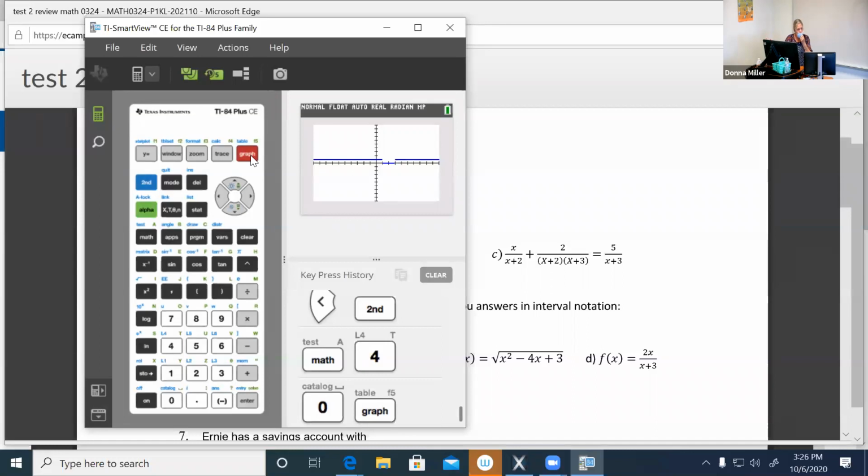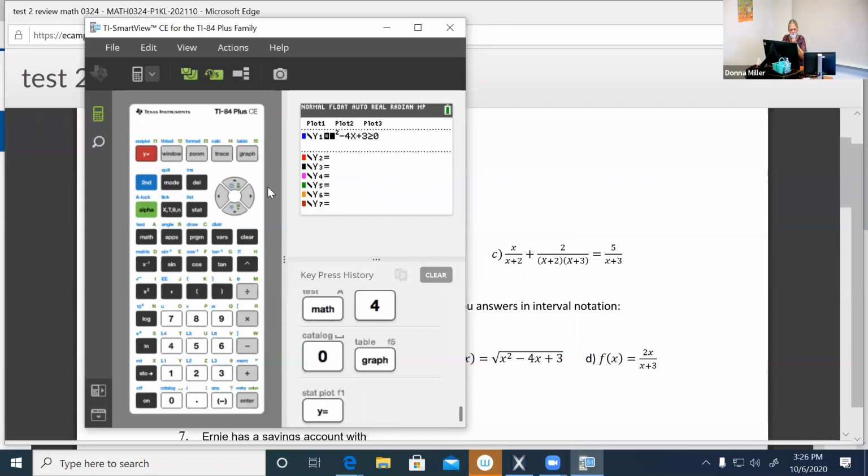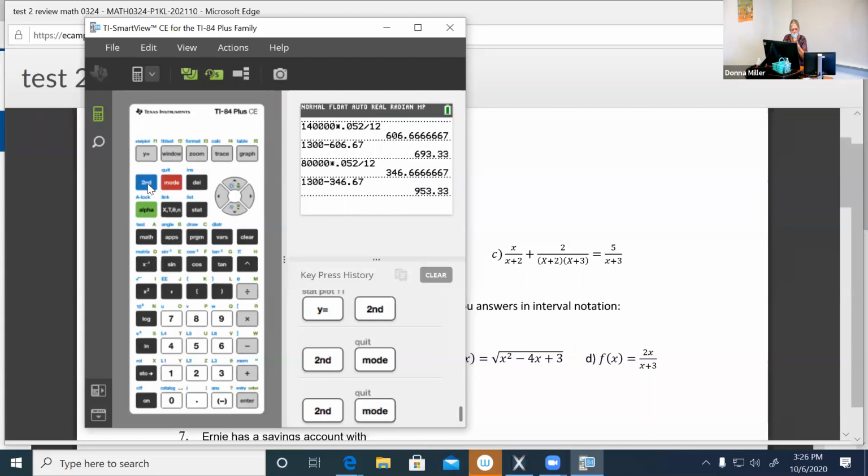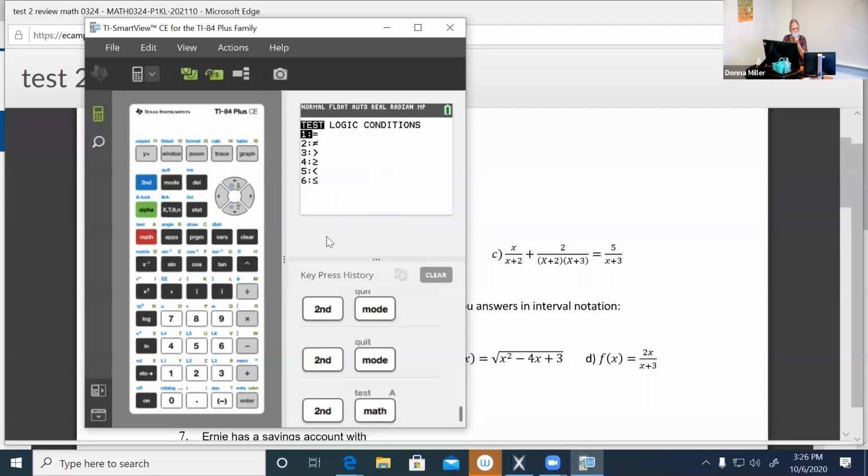So there's another option. How did you get the inequality again? I typed the equation, and the inequalities can be found at second math. You see they're all right there, and you can just go pick one. Okay, all right.